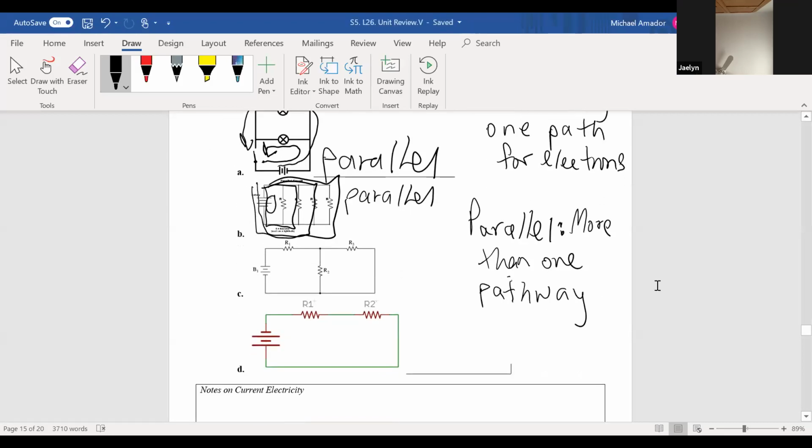What about C? What do we think about C? Tanzel, once again, put your leg down.